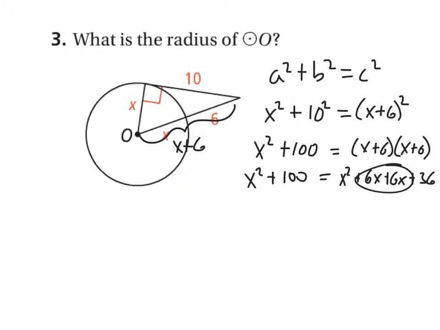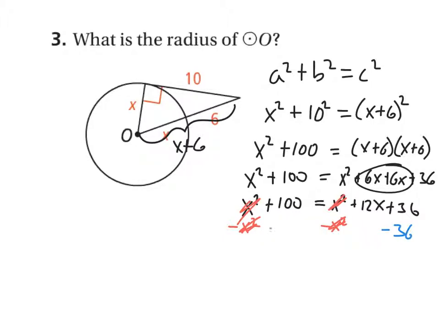Okay, combine my like terms, so x squared plus 100 equals x squared plus 12x plus 36. I want to get my x's on the same side. Happy day, those go away. I want to get my whole numbers on the same side. So I get 64 equals 12x. Now at this stage, folks, we need to divide both sides by 12. Do not give me the decimal. And the only time you should be giving me decimals as an answer is if they ask for a decimal as an answer. Okay? Otherwise, reduce the fraction.